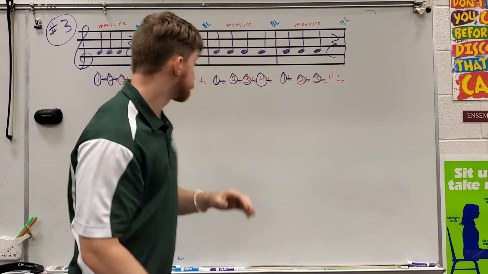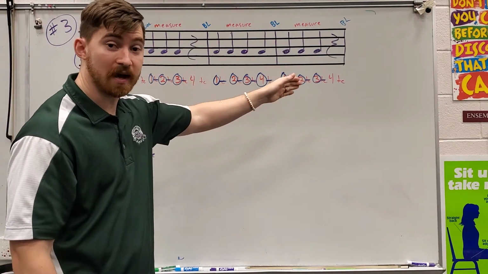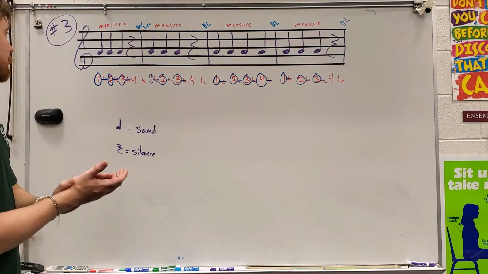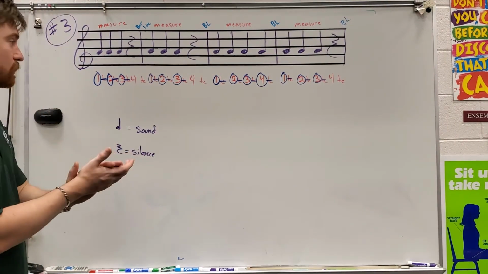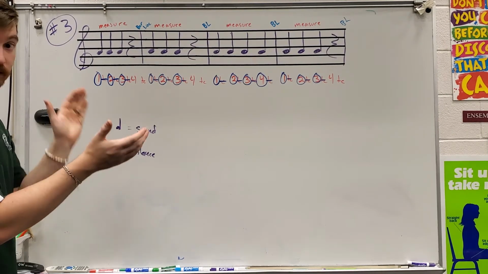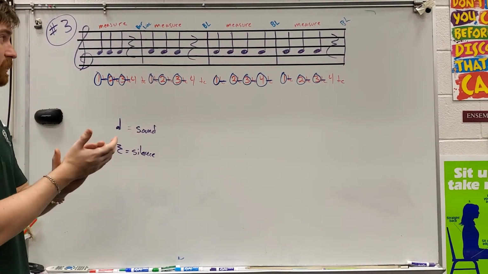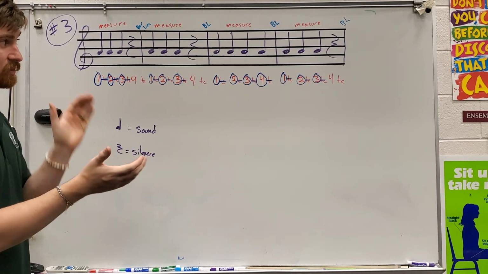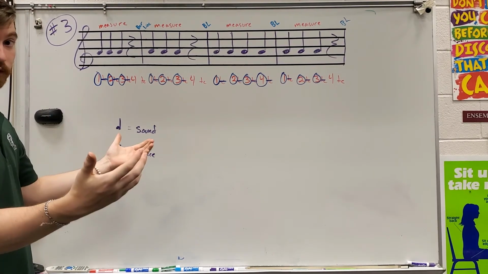So last thing we're going to do is we're going to do the whole thing, front to back, from left to right. Here we go. Ready and go. 1 te, 2 te, 3 te, 4 te. 1 te, 2 te, 3 te, 4 te. 1 te, 2 te, 3 te, 4 te. 1 te, 2 te, 3 te, 4 te.